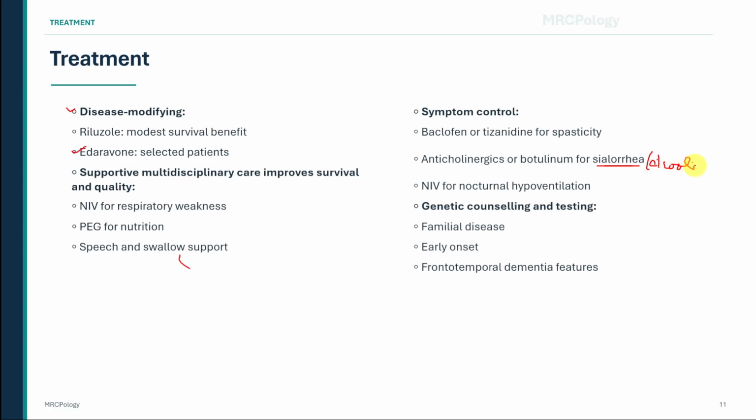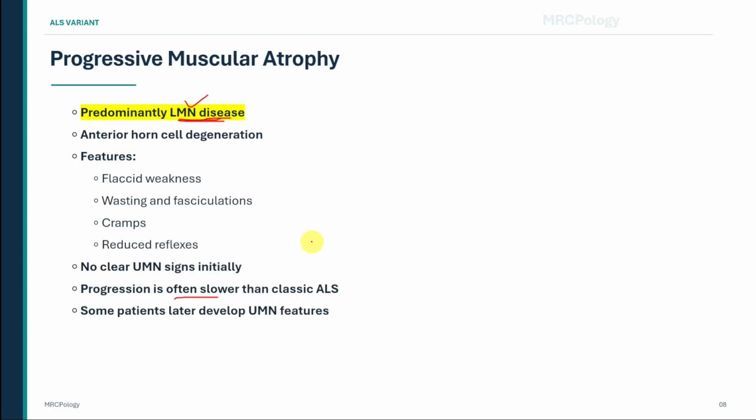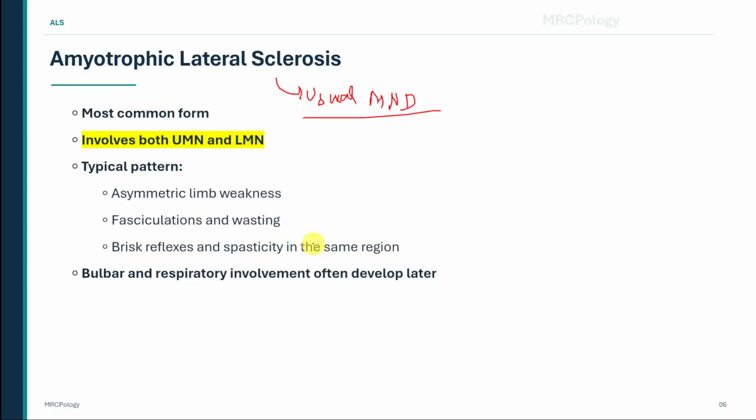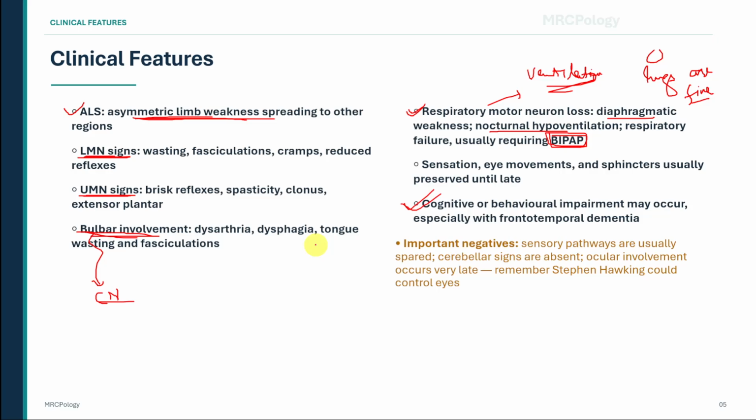Genetic counseling and testing should be considered in familial disease, early onset disease, or when frontotemporal dementia features are present. Early palliative care involvement can support symptom control, communication, advanced care planning, and the needs of both the patient and the family. If you remember one thing, remember this. Amyotrophic lateral sclerosis classically produces progressive motor weakness with both upper and lower motor neuron signs, while sensation remains relatively preserved.